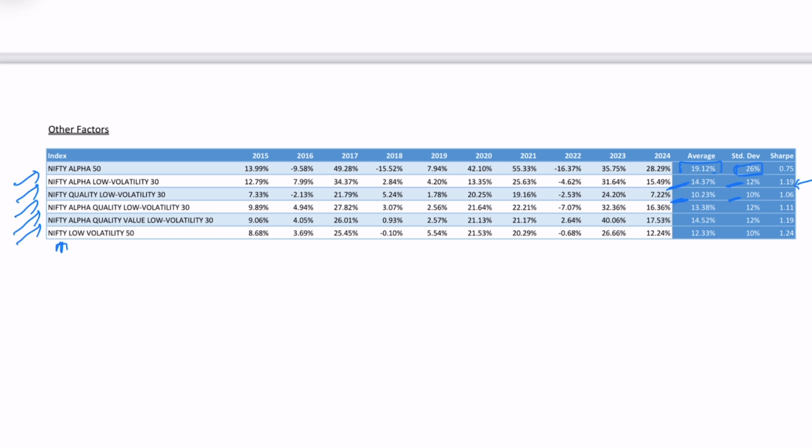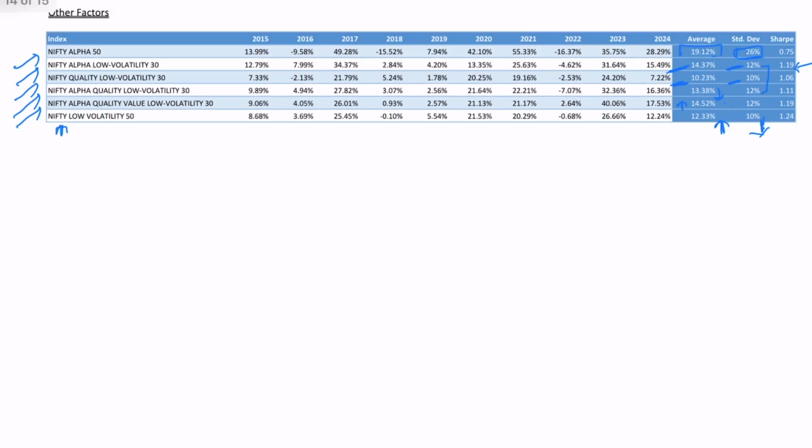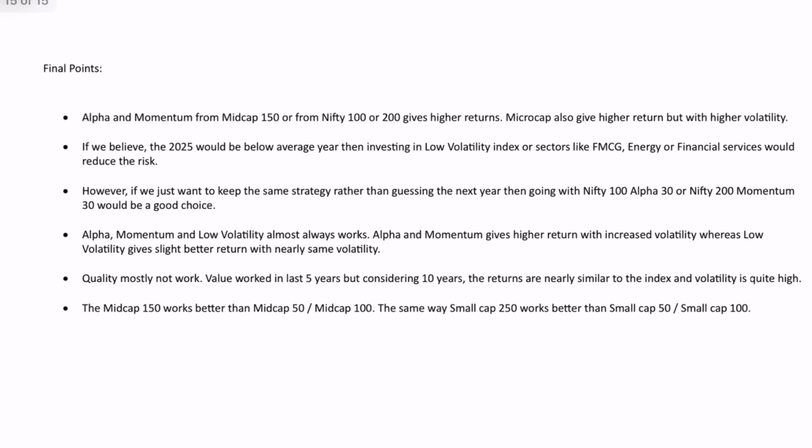And then if we add value, it has nearly the same return, a little bit higher than Alpha Low Volatility, with nearly the same standard deviation. So the idea is quality does not help much. Value helps sometimes. Alpha always helps, and for low volatility, we can see that the Nifty Low Volatility 50 index has a standard deviation quite low compared to the other indexes, but also above average return. We can conclude from all the data.